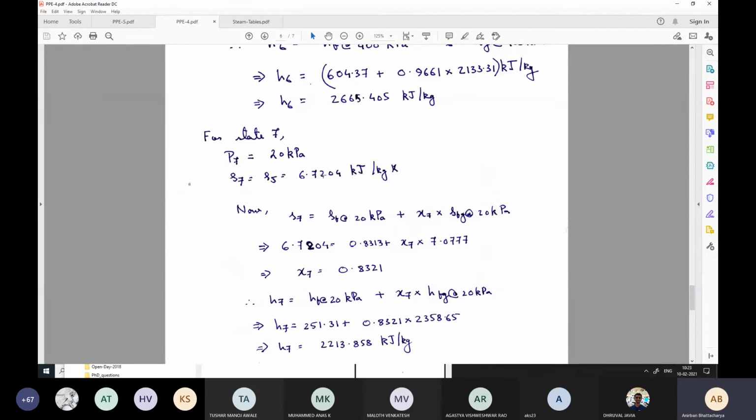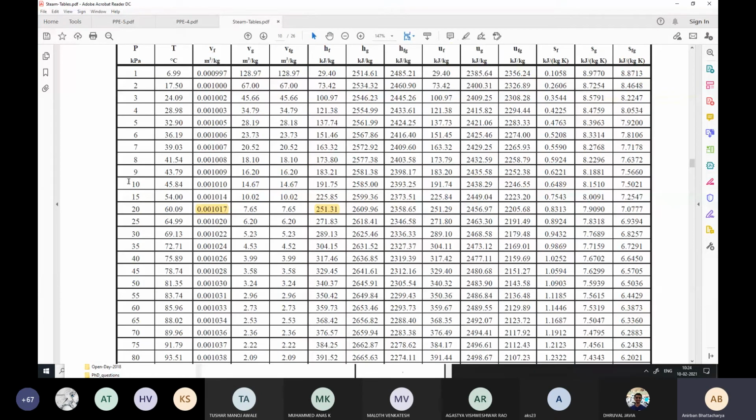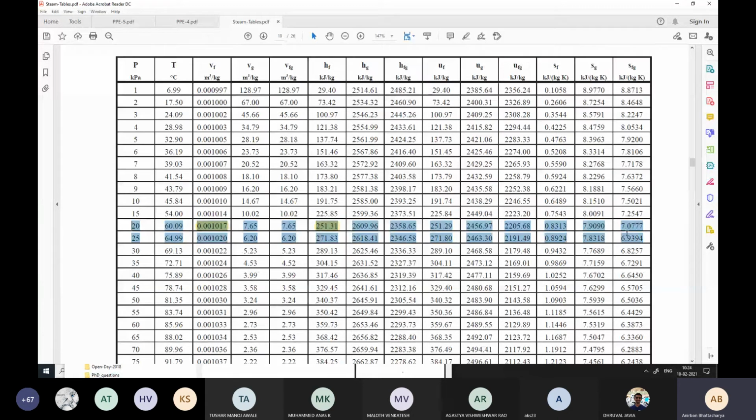Okay. So you have to go to the 20 kPa line and find SF, which is 0.8313 and SFG 7.077. Okay. So 0.8313 plus X7 into 7.0777. So X7 is equal to 0.8321. Okay. Quality is reduced, 83.21% of vapor steam is there.